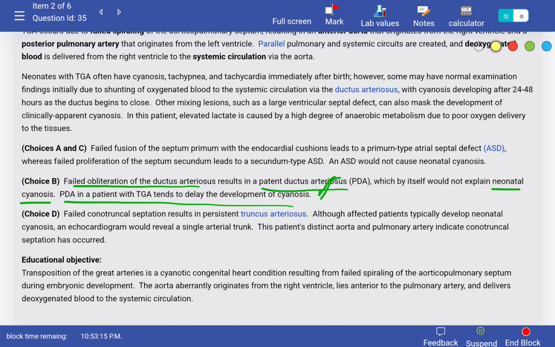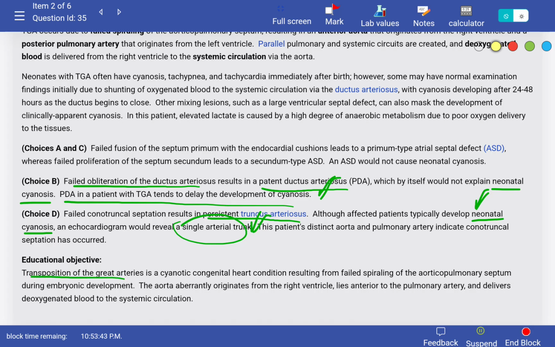Why not option D? Because failed conotruncal septation results in persistent truncus arteriosus, right? Although affected patients typically develop neonatal cyanosis, an echocardiogram would reveal a single arterial trunk. In this patient, the distinct aorta and pulmonary artery indicate conotruncal septation has occurred, okay?